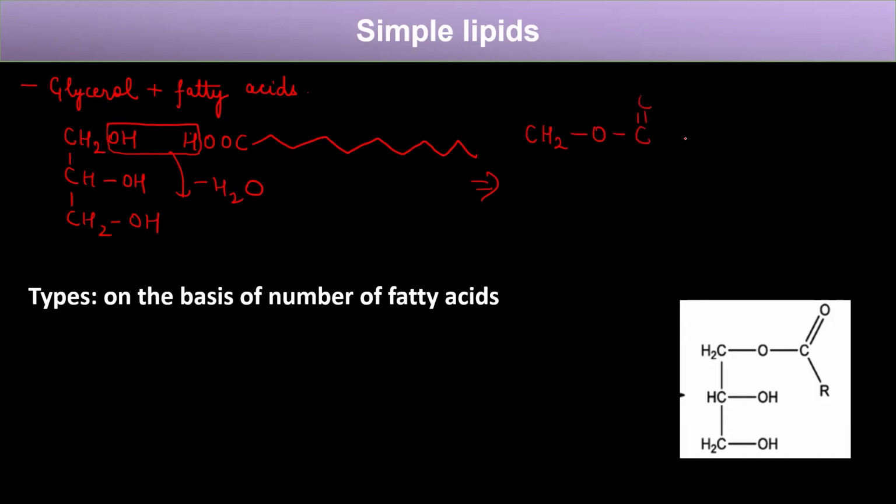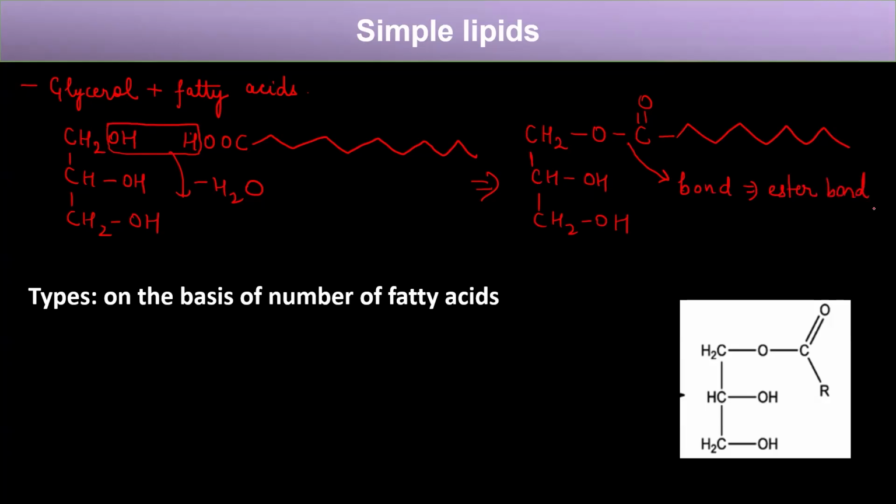It will look something like this. CH2O, CO, and then you have a long chain of hydrocarbon, and here you have CHOH and CH2OH. Now, what is this CO bond called? This bond is called an ester bond. So in lipids, we have ester bonds. And what bond do lipases break? We saw in the first slide of lipids that lipids are digested or hydrolyzed by lipases. So lipases break this ester bond.